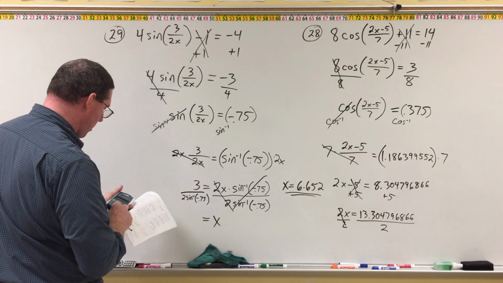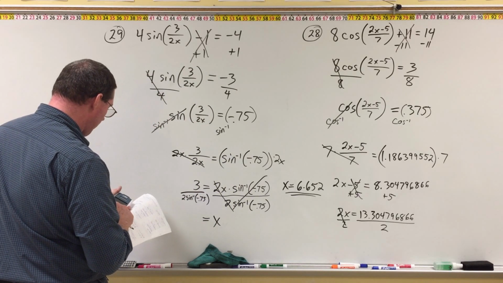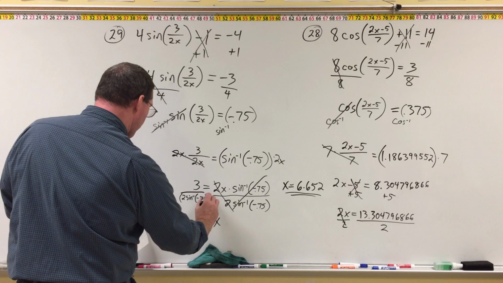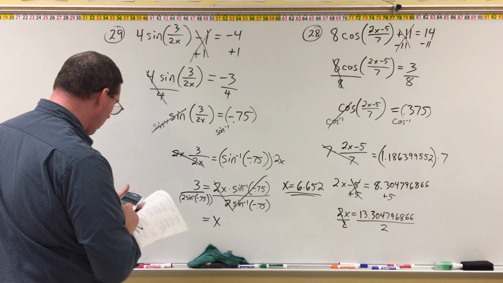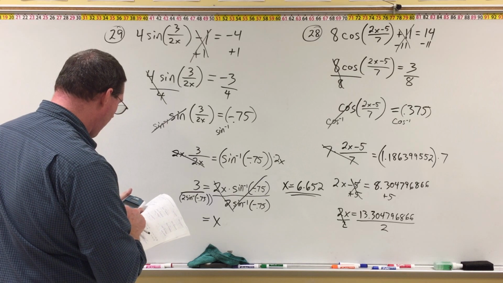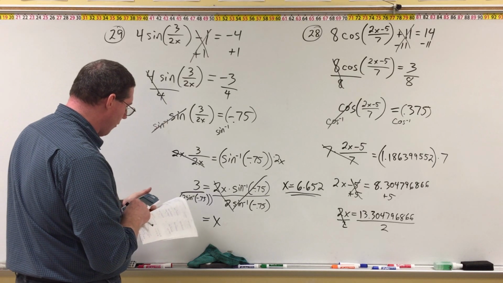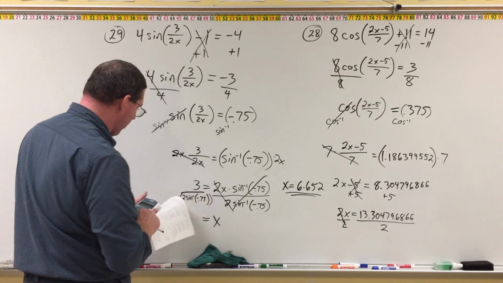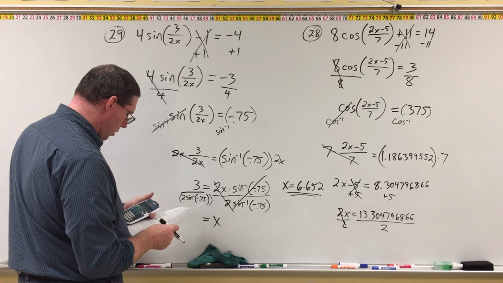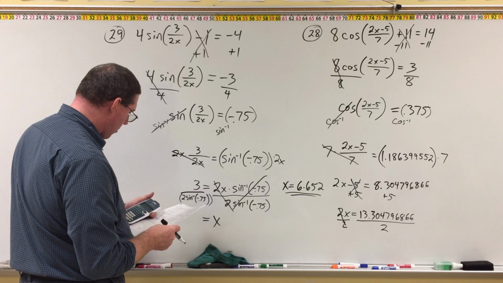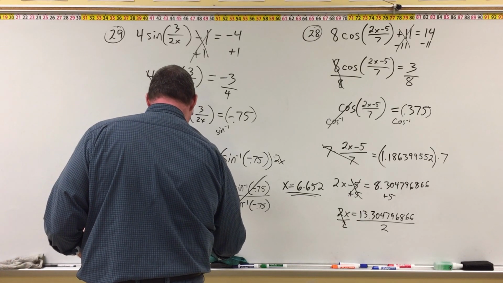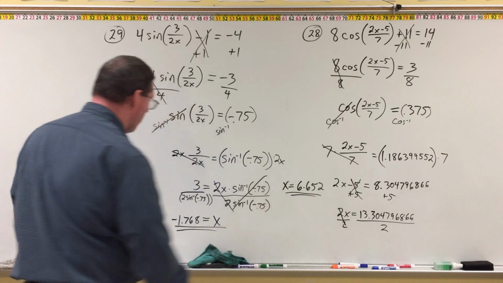3 divided by, and I'm going to put parentheses, 2 times sine, putting this whole thing in parentheses. 2 sine inverse of negative 0.75, close the parenthesis on the sine inverse, close the parenthesis on the denominator, press enter, and I get negative 1.768. Negative 1.768 is my answer for x.